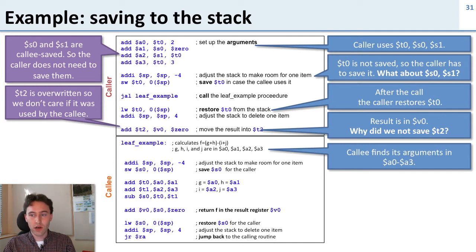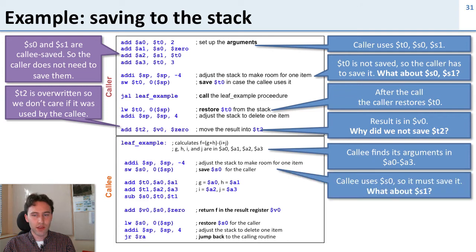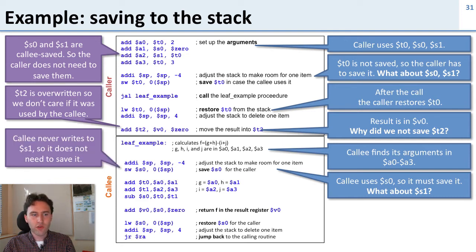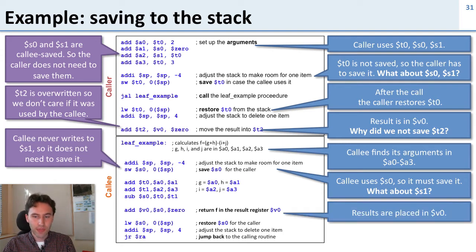So what happens in the callee? Well, the callee starts off and all of its arguments are in A0 through A3. It's using S0, so the callee has to save it. So it pushes S0 onto the stack and moves the stack pointer down. What about S1? Do we need to save S1 here? Well, the callee never writes to S1. So if the caller is using it, we're never going to change it, so we don't need to save it.